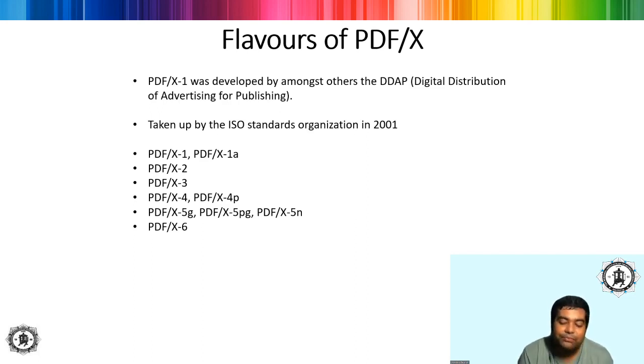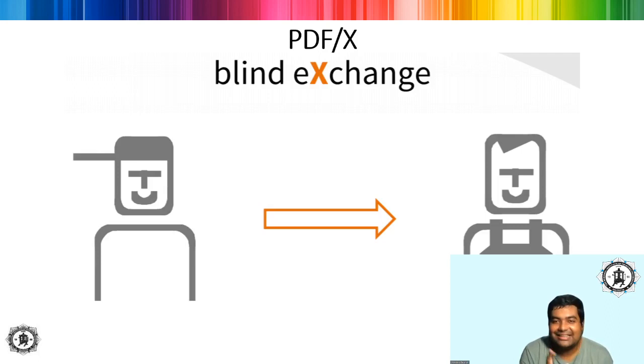X stands for this picture that I wanted to explain. This is blind exchange. What does it mean? So X comes from this blind exchange, the X of the exchange. Okay. So on the left hand side, what we have got is a designer maybe, right? And on the right hand side, we have got a printer.